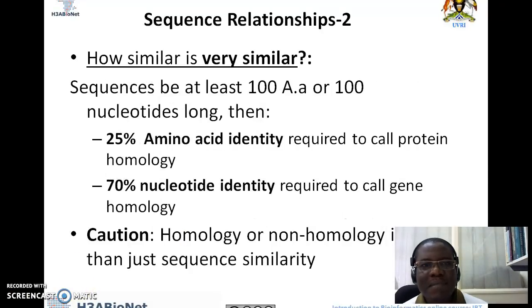We have said that similarity can be quantified. A snag comes in when trying to decipher how similar is very similar to infer homology. As a cutoff or a standard, your sequence needs to be at least more than 100 residues to be convincingly assessed in this manner. If it happens to be a protein, to call it homology, you require about 25% amino acid identity. For nucleotide identity, the bar is a bit higher. 70% and above will be required to call a gene homologous. However, homology or non-homology is more than just sequence similarity.